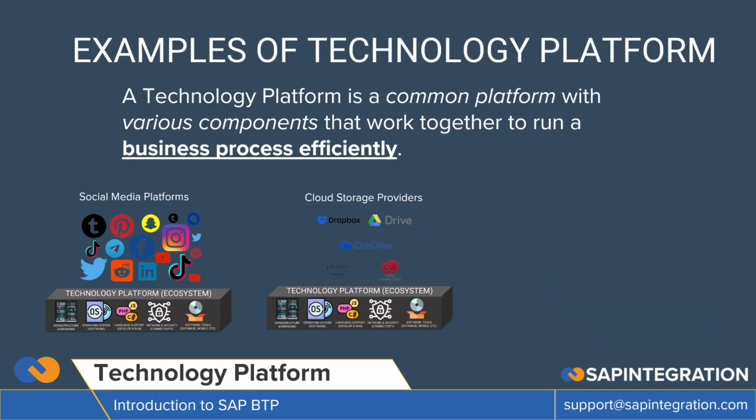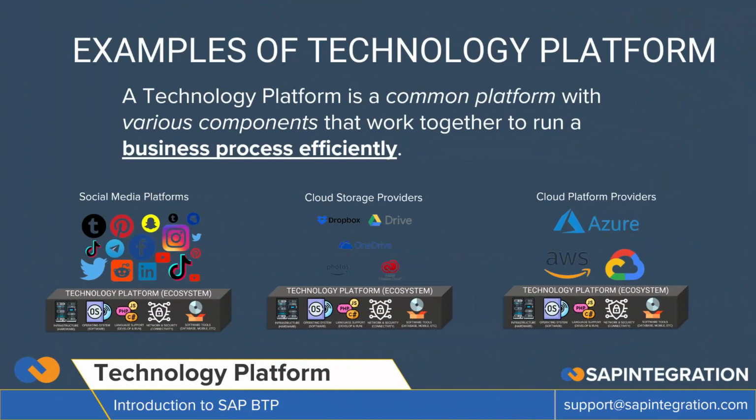I'll give you the last example, and this is my favorite. I think cloud platform providers have a really fascinating business model. Azure, Amazon, Alibaba, Google Cloud, and many other cloud providers have their own underlying technology platform, and on top of it, they are selling it as a service too, which is an extraordinarily brilliant idea. This is all possible with the concept of having a technology layer that enables companies to run their business process efficiently.